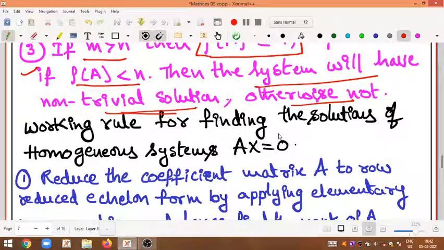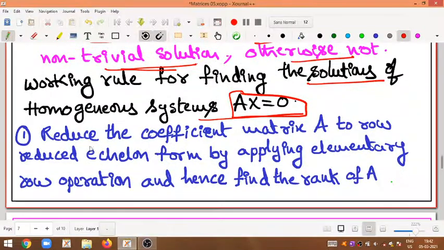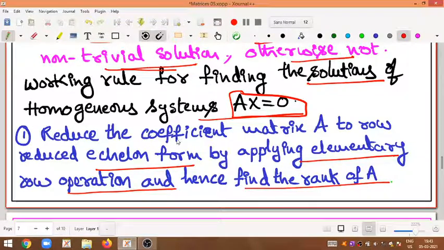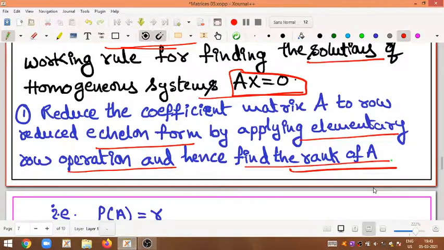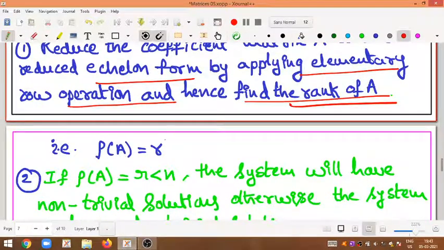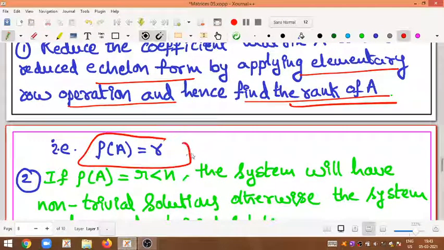The working rule for finding the solution of the homogeneous system Ax equal to 0. Reduce the coefficient matrix A to row reduced echelon form by applying elementary row operations and hence find the rank. So first the given matrix must be converted to row reduced echelon form, applying elementary row operations, and hence find the rank of the given matrix, that is rank of A is equal to r.